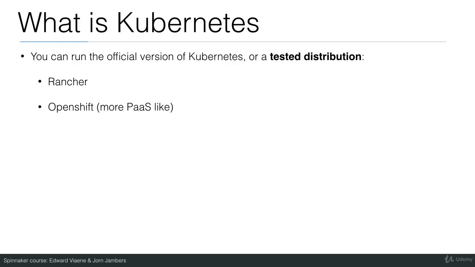OpenShift, which is from Red Hat. It's more PaaS-like, which provides you a platform as a service with Kubernetes in the backend. And you also have Tectonic, which is also a distribution of Kubernetes. I think those three are the main ones, the most popular ones, but there are many more distributions that you could use and that maybe in the future might become popular.